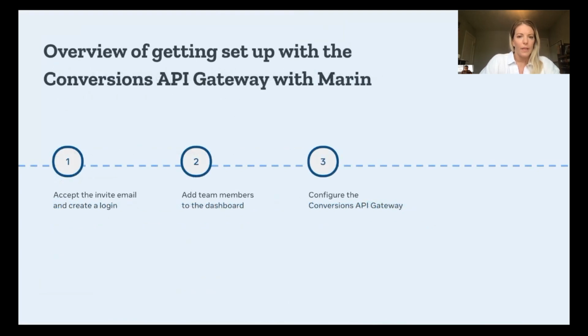Now, if you would like to proceed with this solution, getting set up is really quick and easy. Three steps to complete the process. First, you'll need to create a login using the code that we would generate for you. Then you'll add relevant team members, get them access to the dashboard. And finally, you'll need to add your data sources and configure data routing from the Pixel to the Conversions API Gateway. So you'll receive full support in this onboarding process. It shouldn't take any more than 30 minutes. Really a great situation for anyone looking for a quick and easy solution.